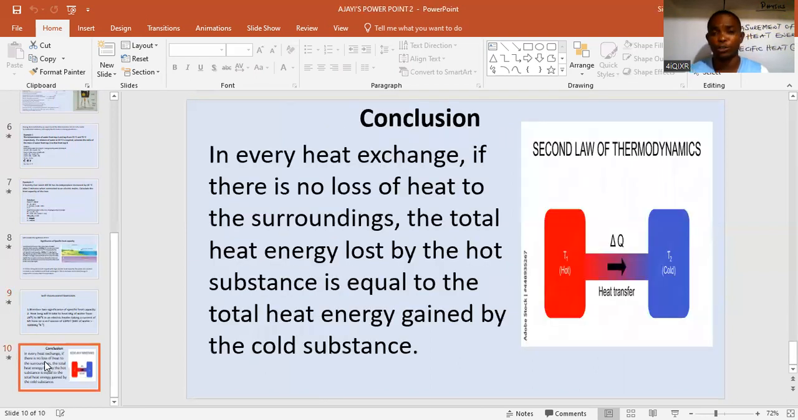Then in conclusion, in every heat exchange, if there's no loss of heat to the surroundings, the total heat energy lost by the hot body or hot substance is equal to the total heat energy gained by the cold substance.